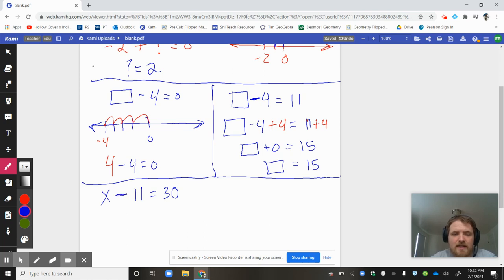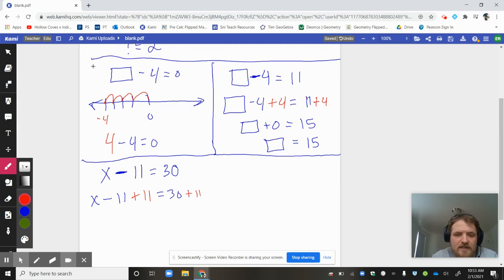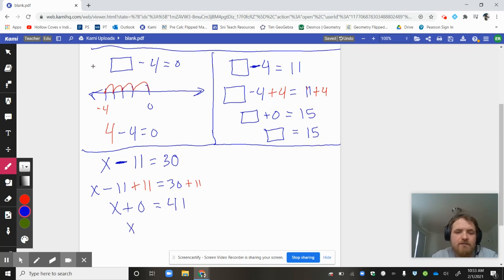So, what is the opposite of subtraction? The opposite of subtraction is addition. So, I'm going to add 11 to both sides. Okay, so I've got x minus 11. I'm going to add that 11 to both sides. I'm keeping my equation balanced. Noticing here that I've got -11 plus 11 is 0, which is what I wanted, the whole reason why I added 11 to both sides. 30 plus 11 is 41, and you'll see that x equals 41.